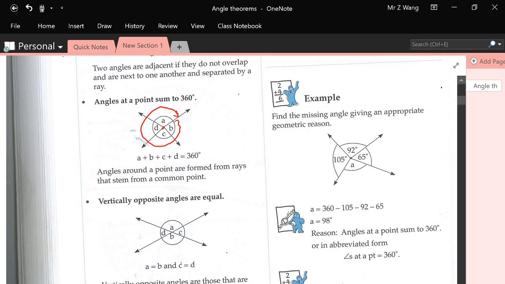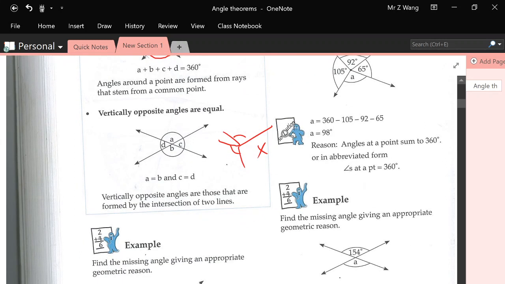Now, vertically opposite angles are equal. This one needs two straight lines, right? They must be straight lines. If they are not straight lines, that doesn't work. So if I draw it like this, these are not vertically opposite angles. They must be two straight lines intersecting, and then the opposite angles are equal. So A equals B, D equals C.